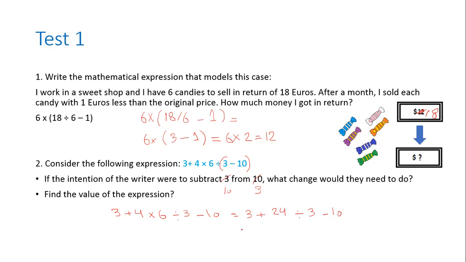Now we have addition, division, and subtraction. The division takes priority over addition and subtraction. So we get 24 divided by 3 gives us 8 minus 10. Now we simply add and subtract from left to right. 3 plus 8, 11, minus 10. This gives us 1. And this is the unique value of this expression.